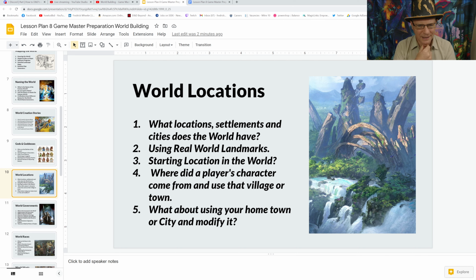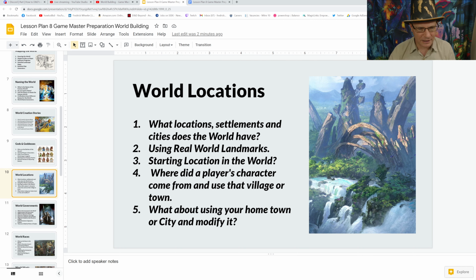World locations. Now, I'm really having a hard time remembering if this image here actually is a piece of artwork belonging to Wizards of the Coast. Frankly, I don't remember. If somebody remembers if this image of the rings and the waterfall is, then let me know. It'd be good to know.